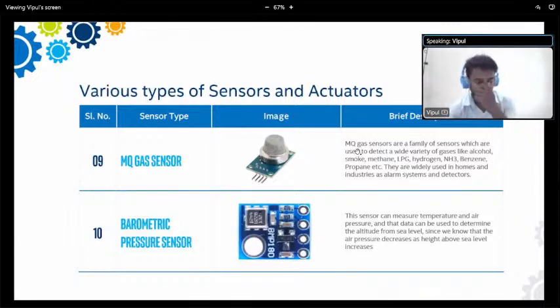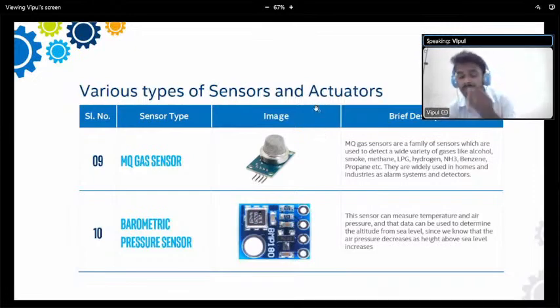Okay. Similarly, in your school, you have chemistry labs, no? Inside that lab, you have many experiments like generating ammonia, generating hydrogen, and there we are also using gas burners.